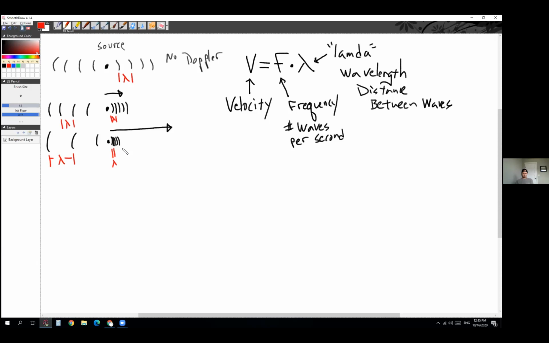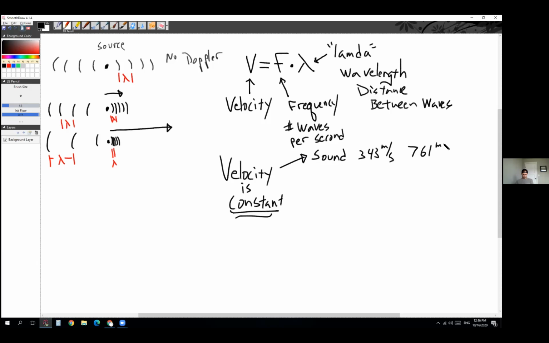One thing that we have to understand about this, though, is that the velocity of the sound wave or the velocity of the light wave is constant. The velocity can't change. So when we're talking about velocity, we're talking about the speed of the sound wave, not the speed of the ambulance. And I've got some information for you. If we're talking about sound, the speed of sound is about 343 meters per second, which is also about 761 miles per hour.